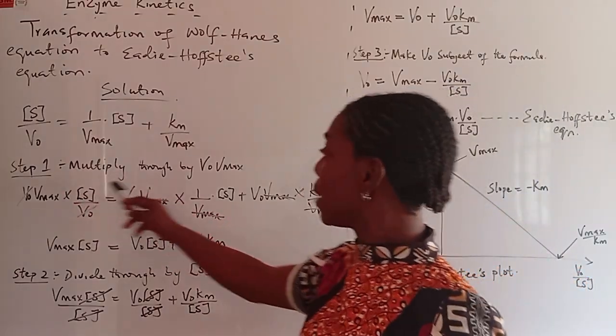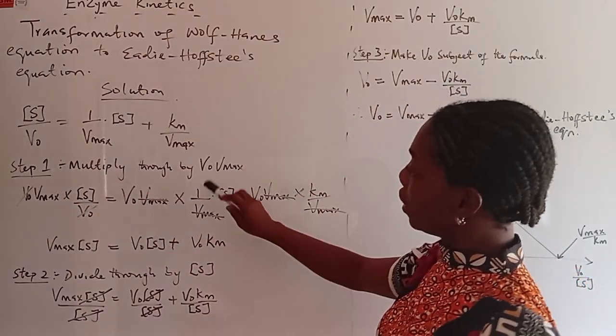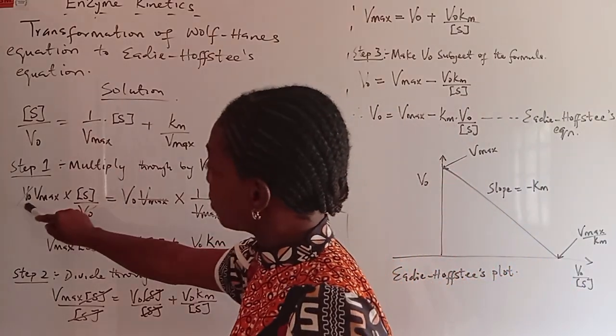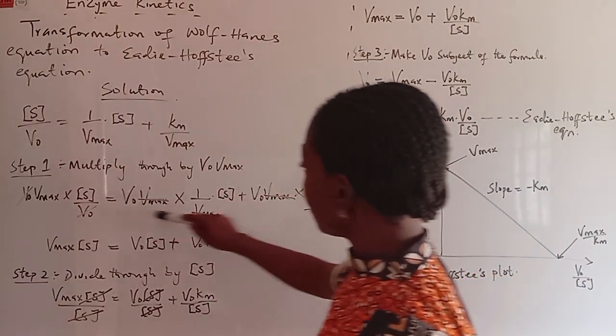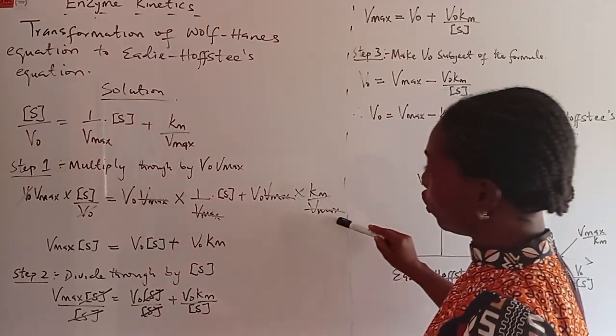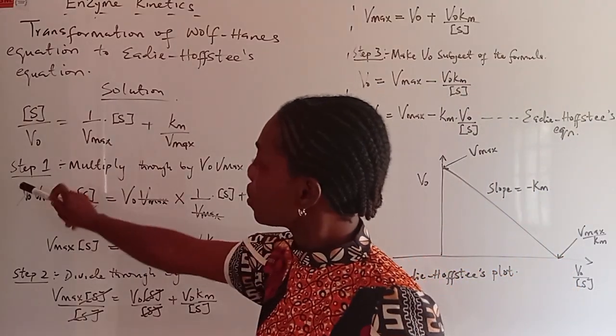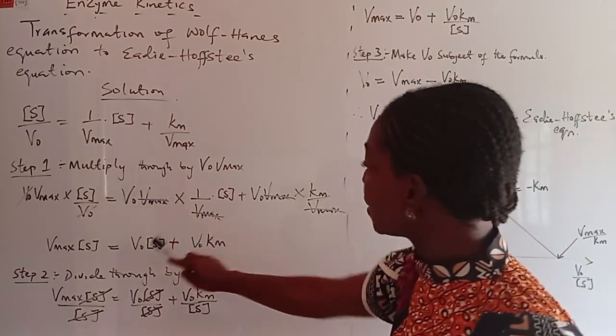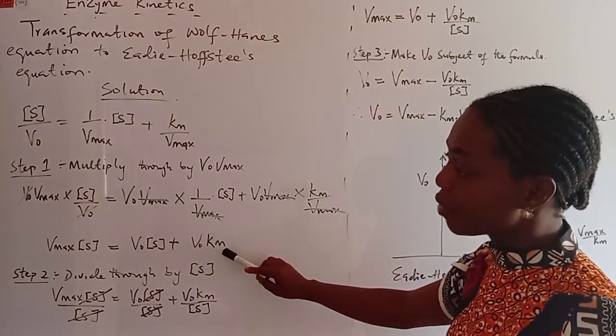The first step is to multiply through this equation by initial velocity multiplied by maximum velocity. So this is this times V over Vmax, this times V over Vmax, and this times V over Vmax. If you cancel out V over V, we have this left. We cancel Vmax, second we have this, and then we cancel Vmax, we have this.